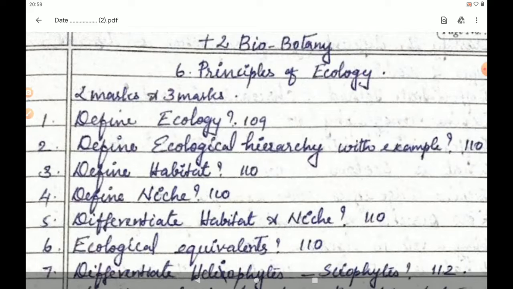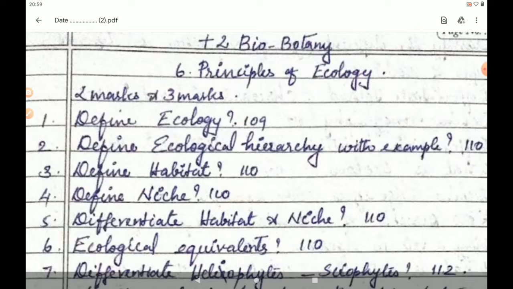Example, it's given in the side of the paragraph, that is starting from individual organism. Individual organisms are collectively called population. Populations are collectively coming under community. Community is coming under ecosystem. Ecosystem comes under landscape. Landscape comes under biome. Biome comes under biosphere. So the basic unit of ecological hierarchy is individual organism.